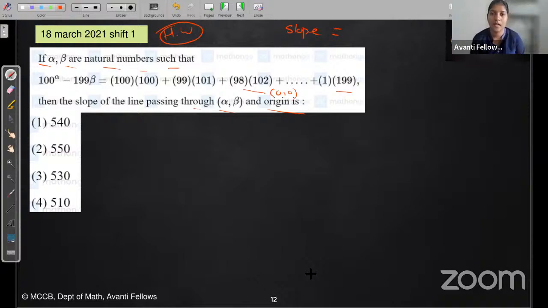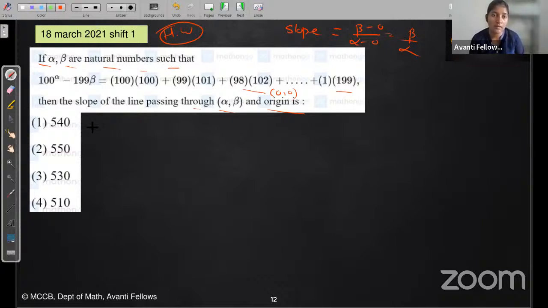Okay. Slope of the line is given by what? y2 minus y1 divided by x2 minus x1, right? So here it will be beta minus 0 divided by alpha minus 0. It's going to be beta by alpha. Okay, this will be the slope of our line. To find the slope of the line, we should find the alpha and beta values.